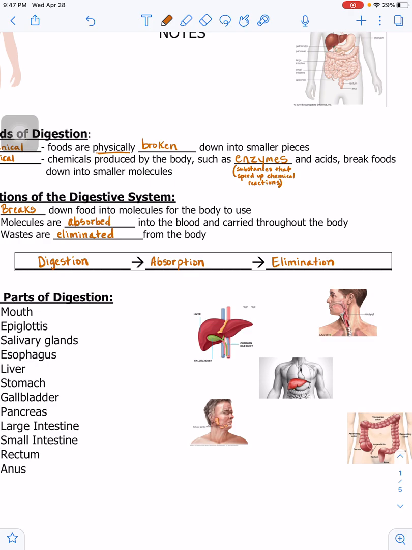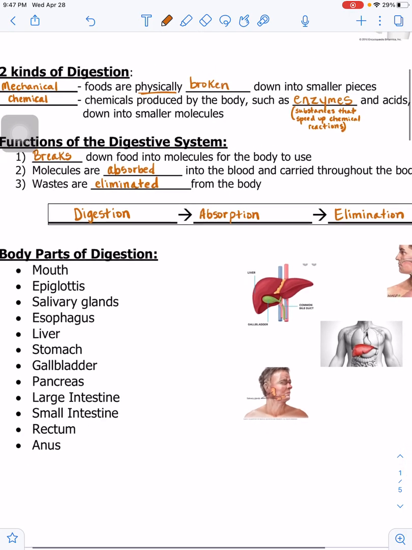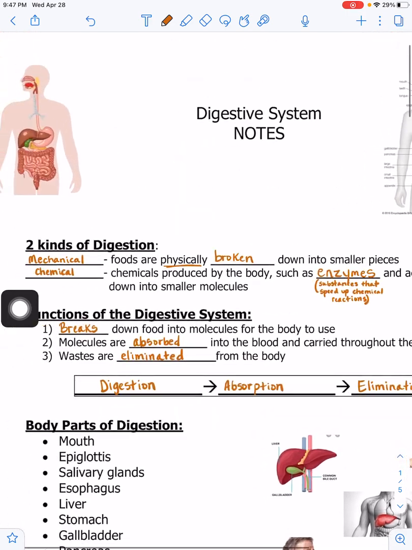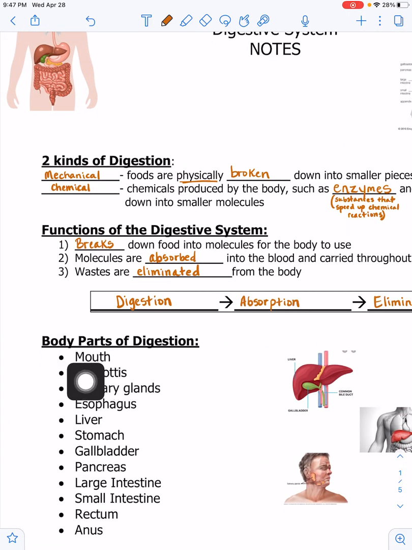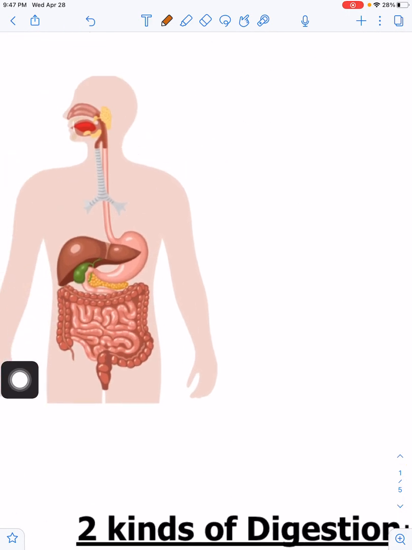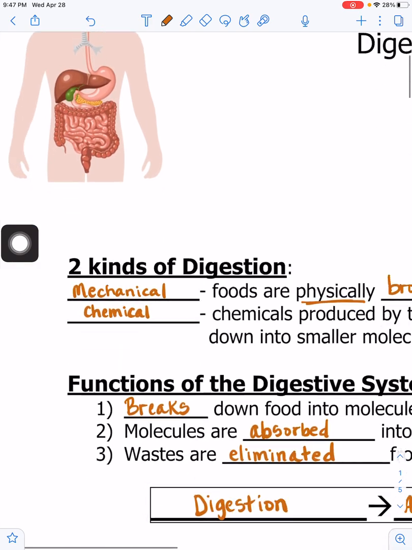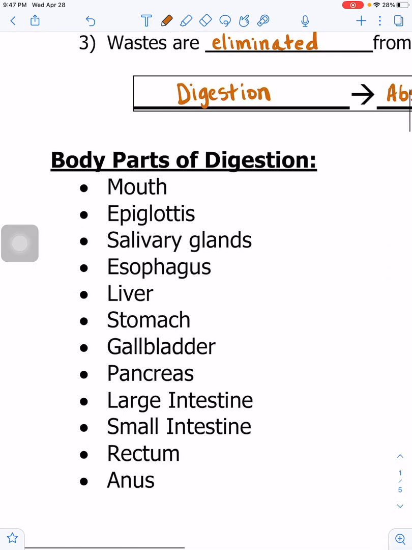The digestive system has several body parts. Some of these parts the food will be moving through, and some of them the food never touches. They don't go through, but they help in digestion. I know that they're all listed, but let's go through them, and you're going to look on the diagram as well. So you have the mouth, and in the mouth you have your teeth and tongue to help with the food. Then you have your epiglottis.